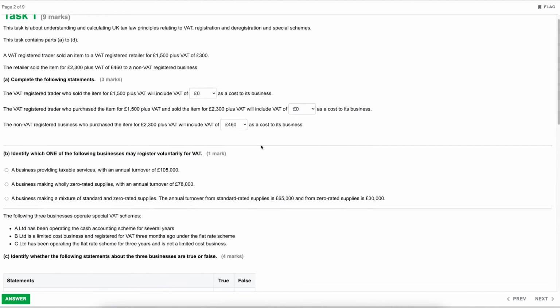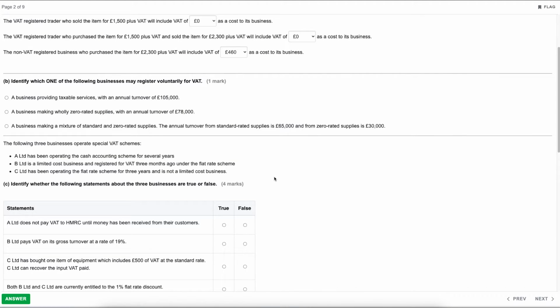So that covers part A. Let's now look at part B. Identify which one of the following businesses may register voluntarily for VAT.